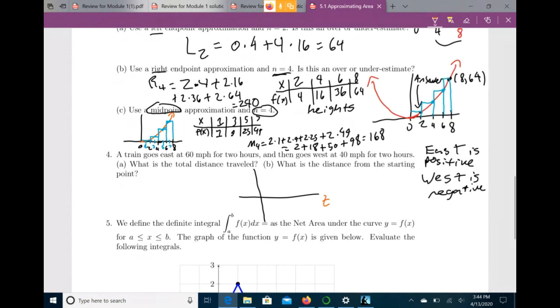All right, and this will be a graph of velocity versus time. All right, so if we're going east for 60 miles per hour for 2 hours, then my velocity curve will just be a horizontal line at 60. Okay, and then if I go 40 miles per hour west for 2 hours, how would I graph that on the velocity curve if I'm moving in the opposite direction at 40 miles per hour? Good, negative. So my velocity for the next 2 hours I think of as negative 40.